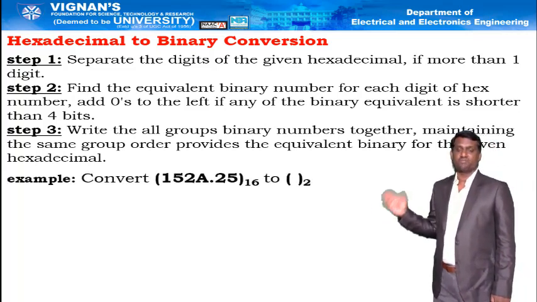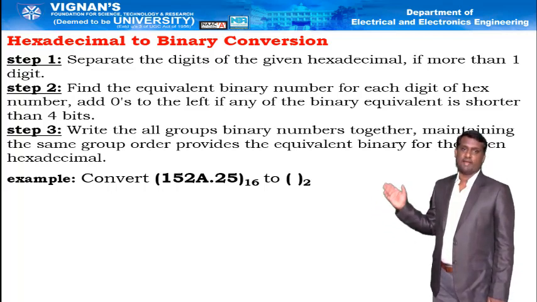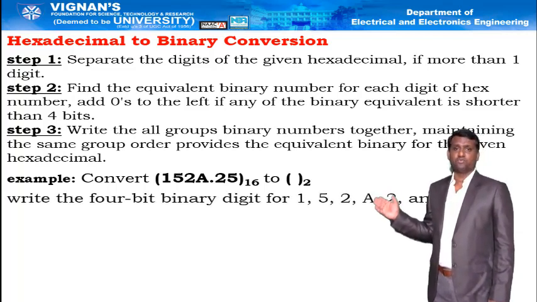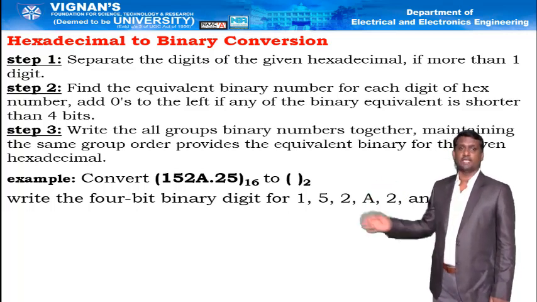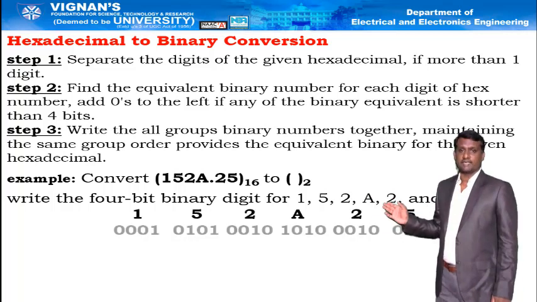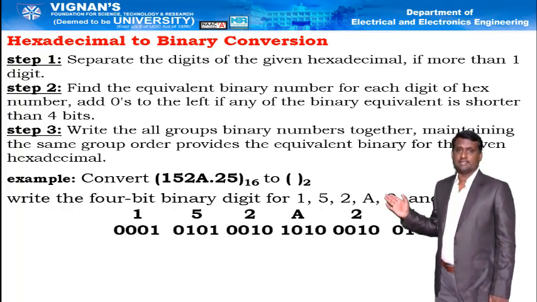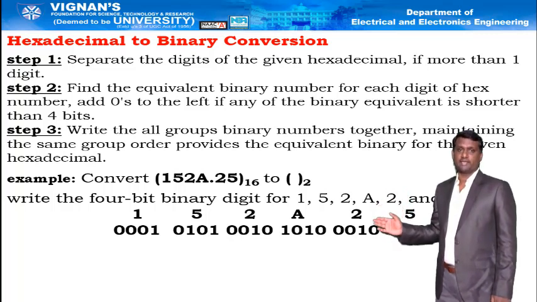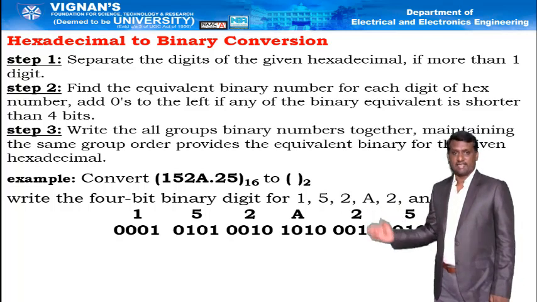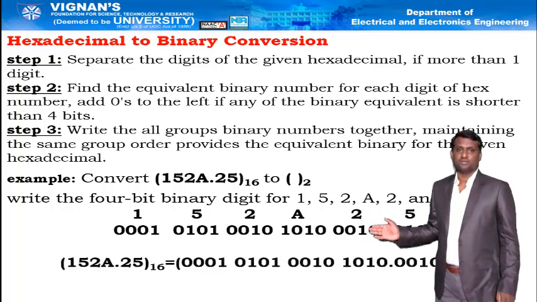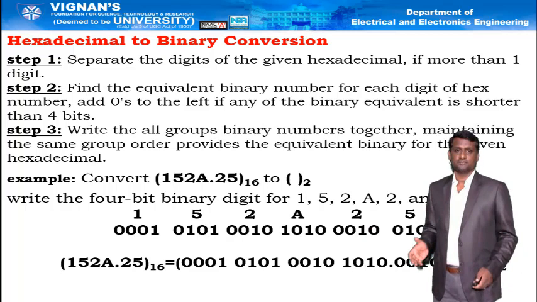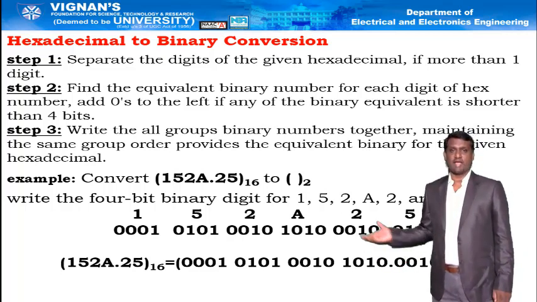Convert 152A.25 base 16 into base 2. Write the 4-bit binary numbers for the individual digits 1, 5, 2, A, 2 and 5. That is, for 1 it is 0001, for 5 it is 0101, for 2 it is 0010, for A it is 1010, for 2 it is 0010, for 5 it is 0101. Clubbing all those numbers, we get the equivalent binary.